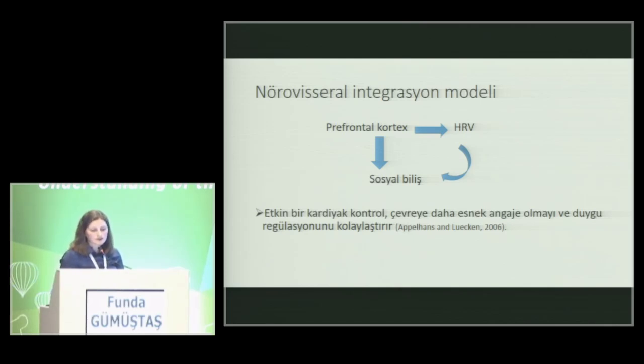The prefrontal cortex has an impact on the HRV, and it also has an impact on social cognition through different pathways. Through the locus coeruleus and also through the hippocampus, it will have a huge effect on the social pathways, and social cognition will interact with the HRV. An efficient cardiac control facilitates more flexible engagement with the environment and more efficient emotion regulation.